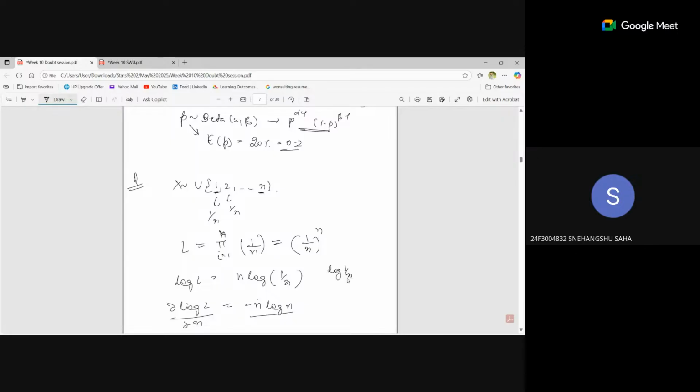I'm differentiating. This is a product rule, not a quotient rule, because it is n into log n. That is the function, so it is n log n. So n gets differentiated first. So this is minus log n plus minus n by n, that is minus 1. So it is minus log n minus 1. It is not getting cancelled.